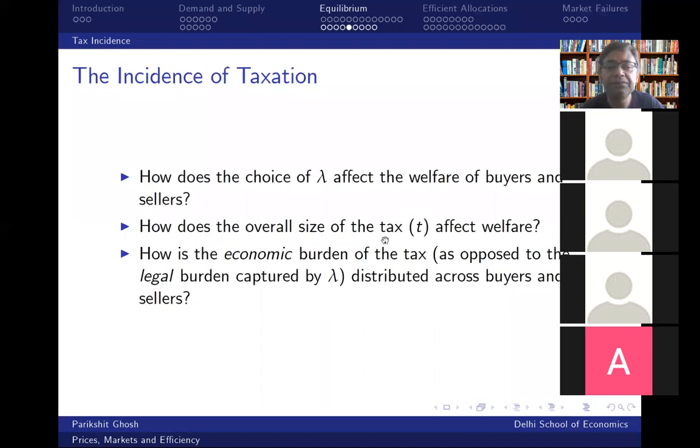And finally, linked to all of this is how is the economic burden? So we will have to distinguish between the legal burden of the tax, which is lambda and 1 minus lambda. That's how it's split up legally. But as economists, we have to develop notions of how, at the end of the day, when the dust settles, after all the market adjustments have taken place, how is the economic burden of the tax split between the two sides, right? What does that depend on?